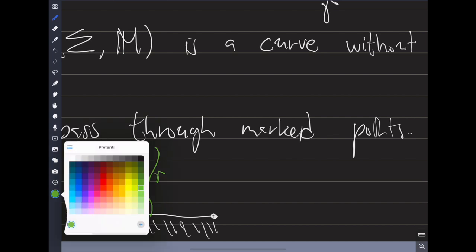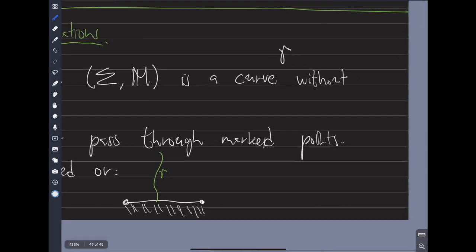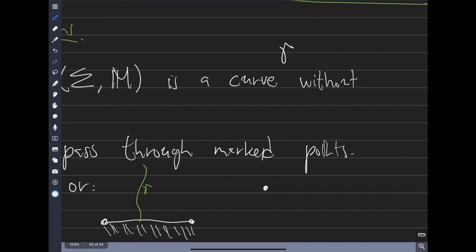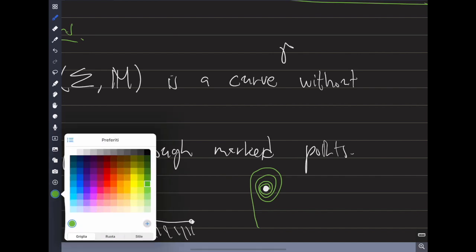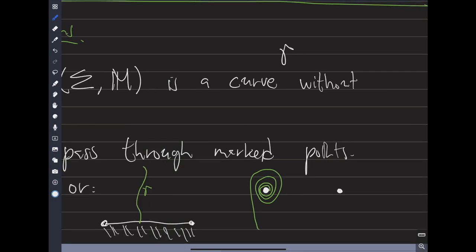Another possibility for an endpoint is that I have a puncture, and gamma is not compact, but it spirals towards the puncture. And how can it spiral? Well, either clockwise or counterclockwise. Or gamma goes like this, it doesn't touch it, or the other.